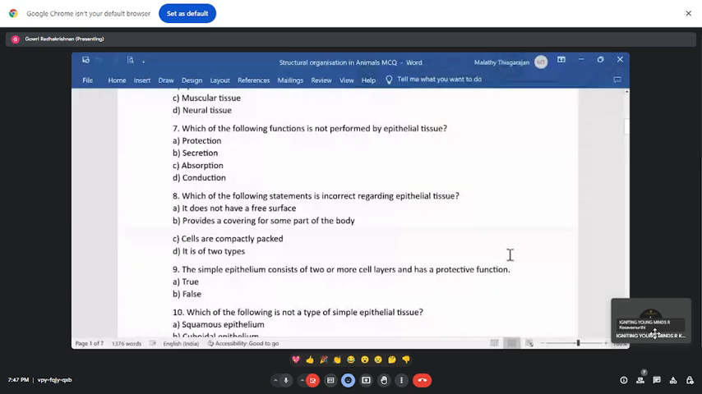Which of the following functions is not performed by epithelial tissue? Conduction, ma'am. Yes, conduction is the function of neural tissues. Epithelial tissue cannot do conduction, but protection, secretion, and absorption are all done by epithelial tissue.